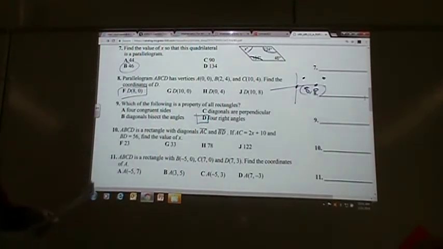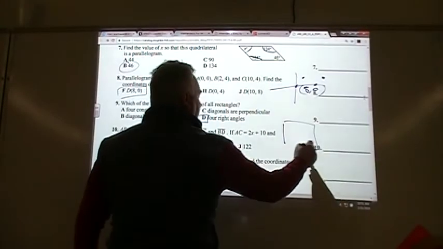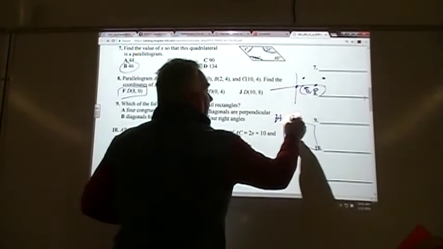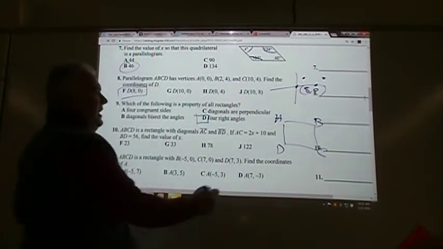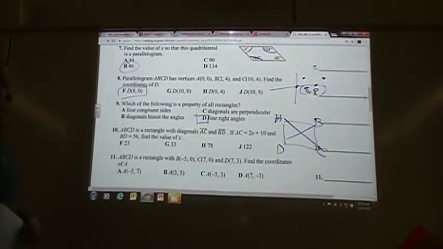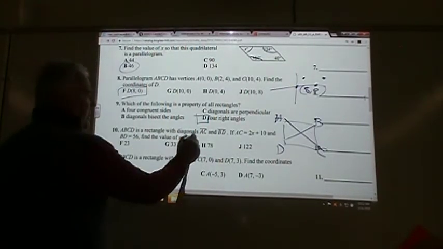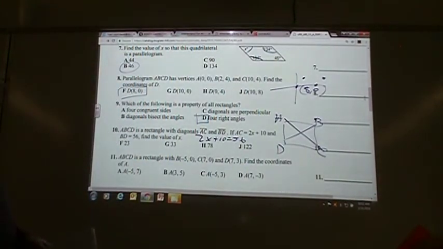Number 10. This one's good. It might help you to make a diagram. So you have a rectangle. And the reason why it might be really good to make the diagram is A, B, C, D. So you've got a visual of this. Diagonals, AC, BD. What do we know about them? They're congruent. So we set them equal to each other. 2x plus 10 equals 56. X is going to equal 23 once you solve that.